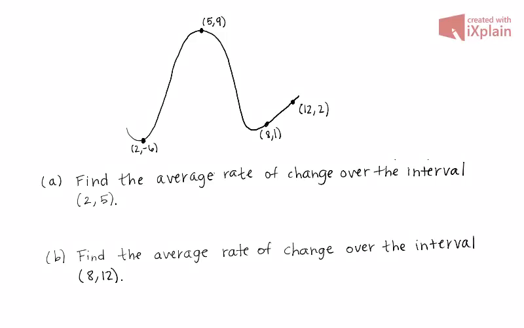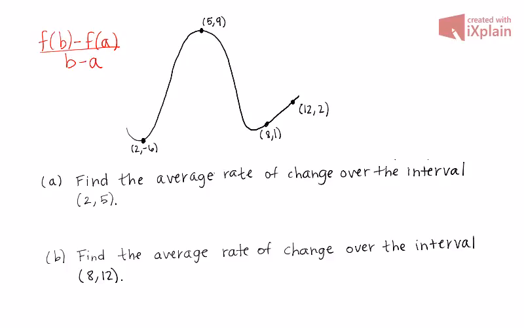For the following problem, we are asked to find the average rate of change over particular intervals. In order to successfully complete these problems, you need to know the formula for average rate of change. The formula for that is f of b minus f of a all over b minus a. You should be very familiar with this formula because it is the same thing as the slope formula.